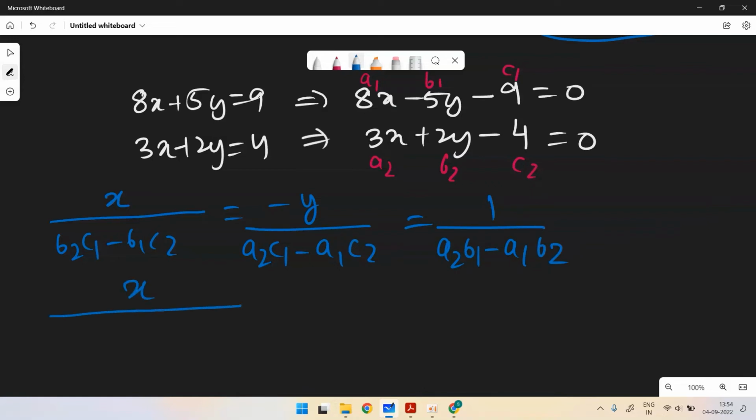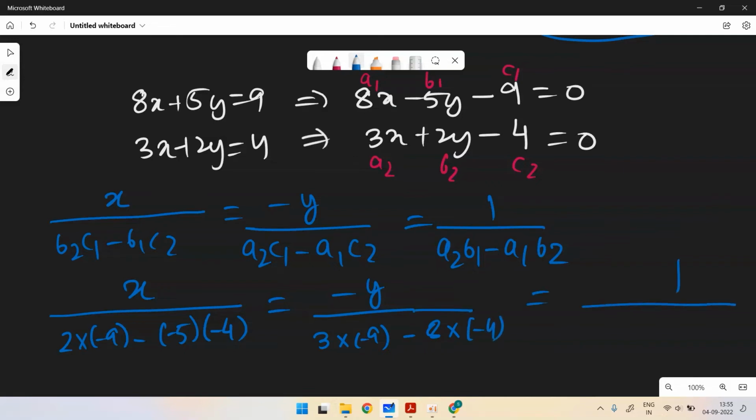We substitute the values of a1, a2, b1, b2, c1, c2. So b2 c1 is 2 into minus 9, minus b1 c2, which is minus 5 into minus 4, equals minus y over a2 c1, 3 into minus 9, minus a1 c2, 8 into minus 4, equals 1 over a2 b1, 3 into minus 5, minus a1 b2, 8 into 2. See, there is a minus sign here, never forget.